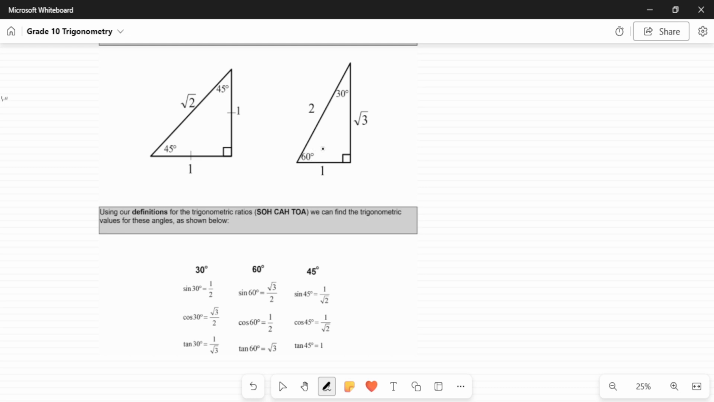Then look at this angle. In the eyes of this angle, what's the opposite side? The root 3 and the hypotenuse is 2. So therefore we'll have root 3 over 2. If you look at cos of 60, it is adjacent over hypotenuse, which is half. If we look at tan of 60, it is opposite over adjacent, which is root 3 over 1. If you look at 45, sin of 45 is opposite over hypotenuse, which is 1 over root 2. Cos of 45 is adjacent over hypotenuse, and tan of 45 is 1.